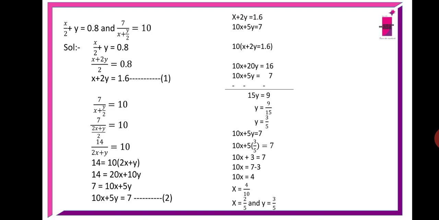I have multiplied the first equation with 10. I got 10x plus 20y equal to 16, and 10x plus 5y equal to 7. If I subtract, I will get 15y equal to 9, or y equal to 3 by 5. You can substitute y equal to 3 by 5 in any one of the equations. You get x equal to 4 by 10, which is nothing but 2 by 5. So the solution of this system is 2 by 5, 3 by 5.